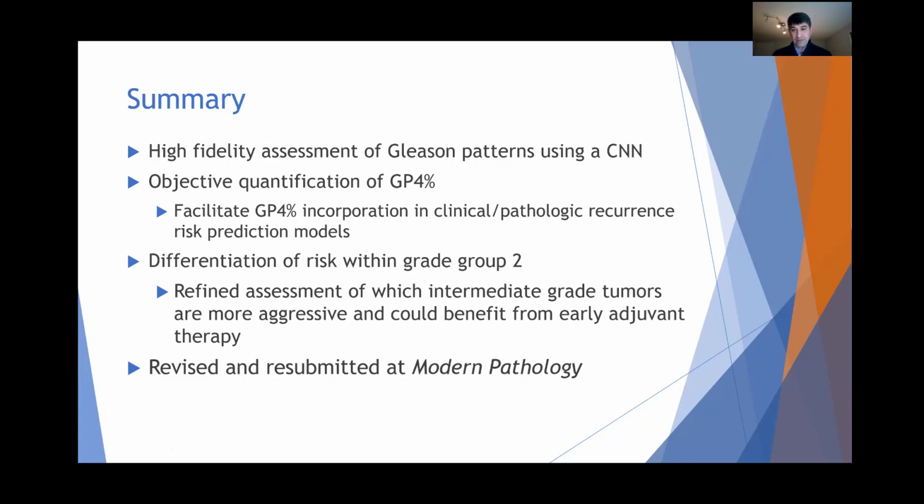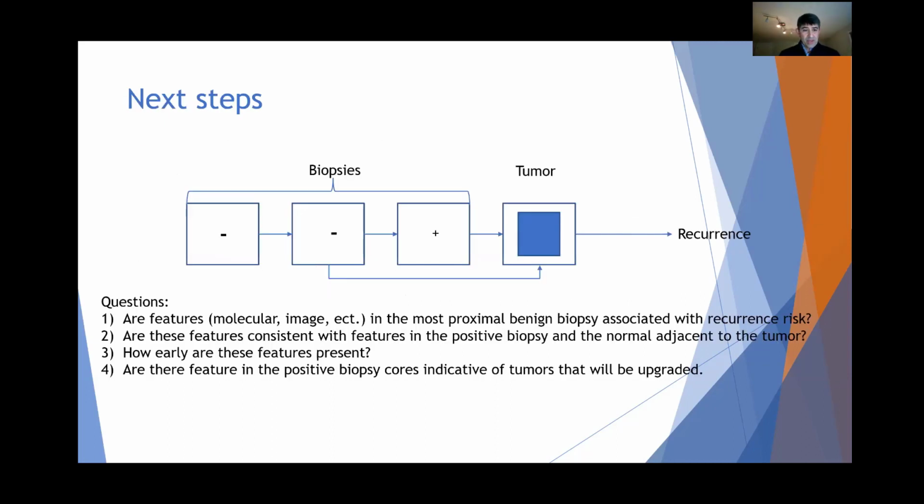So we're in the last stages of publishing this paper. We just submitted our second revisions, minor revisions, at Modern Pathology. And I put this paper up as a preprint as well on Research Square, which is sort of like bioRxiv. So where are we going with this?